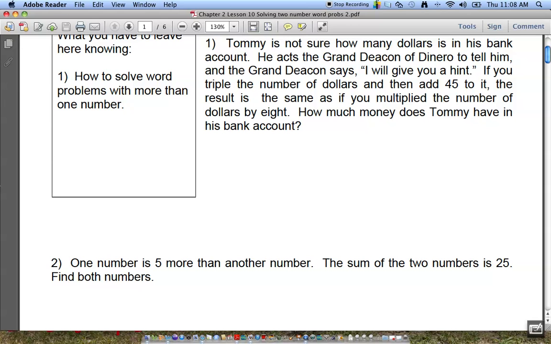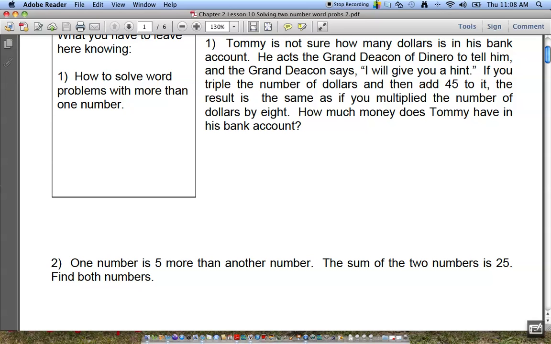I don't know why it says ask. I must have made a typo and it automatically corrected it. Autocorrect, they call it. He asks the Grand Deacon of Dinero to tell him, and the Grand Deacon says, I will give you a hint. If you triple the number of dollars and then add 45 to it, the result is the same as if you multiplied the number of dollars by 8. How much money does Tommy have in his bank account?